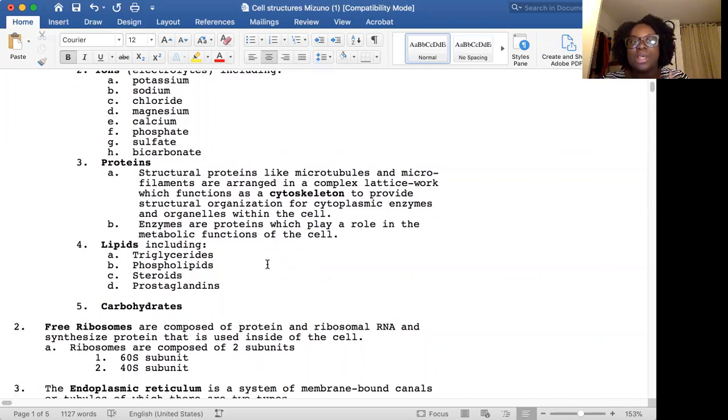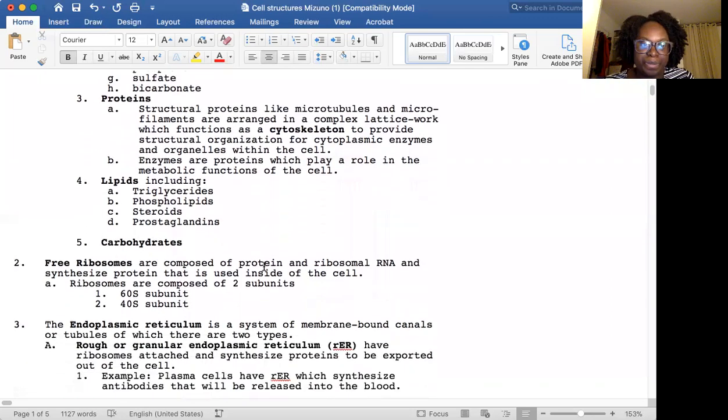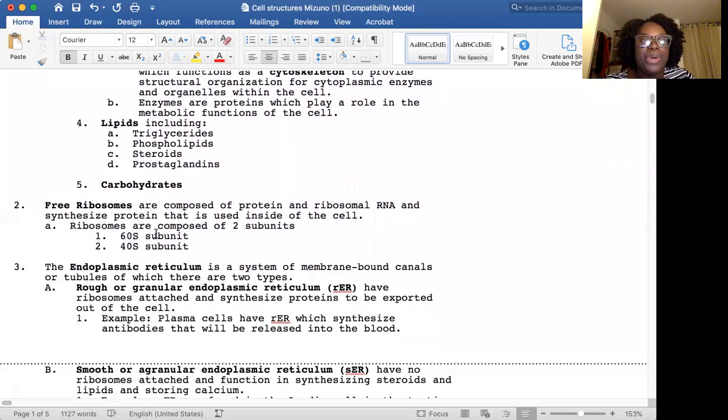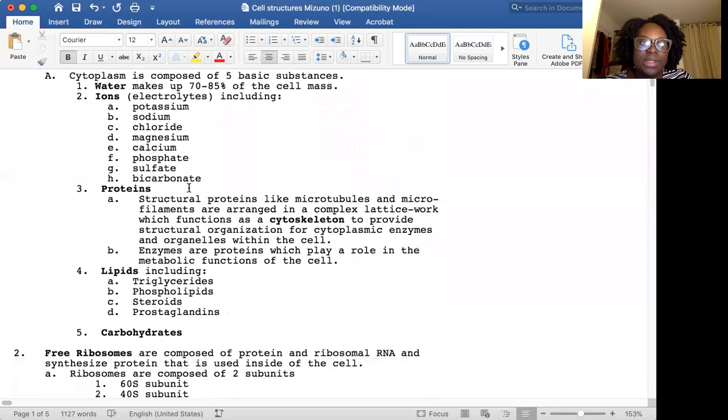And we have lipids: the triglycerides, phospholipids, steroids, and prostaglandins. That's the first time I'm learning about that specific type of lipid. Okay, so we're going to go into carbohydrates. I didn't have much under carbohydrates.